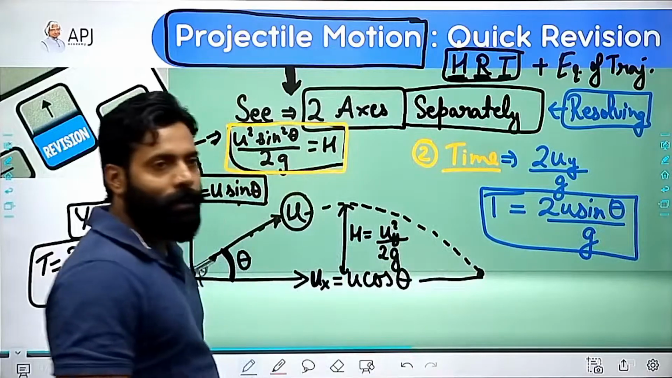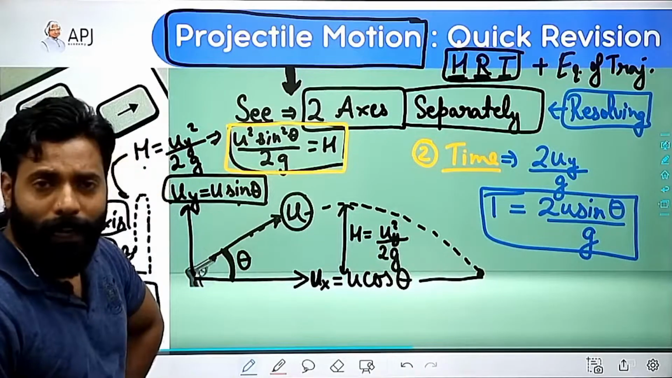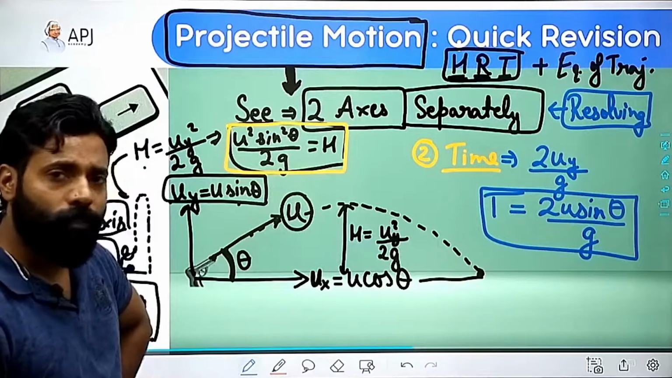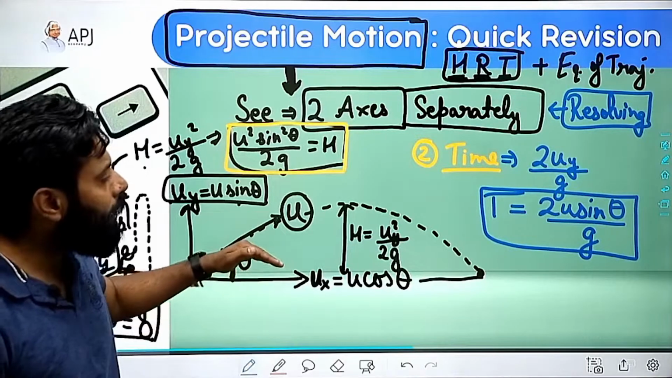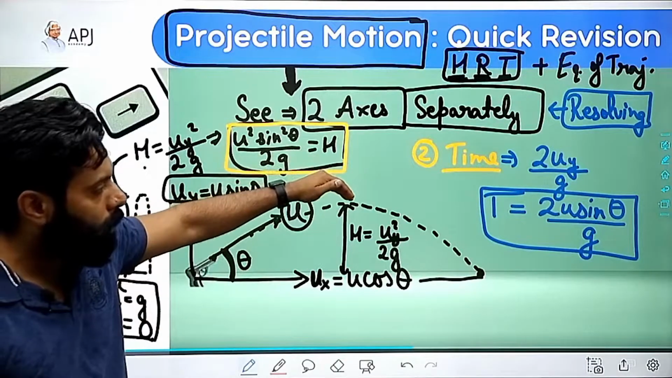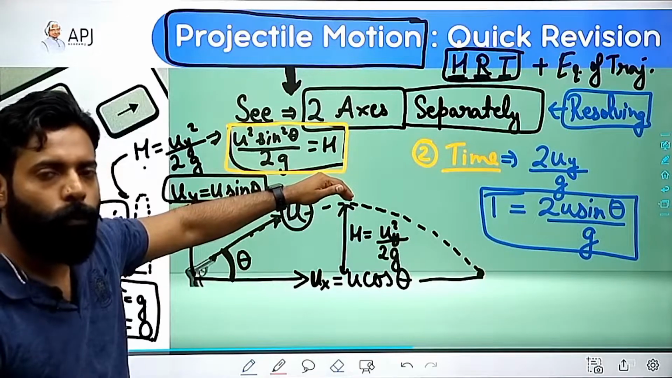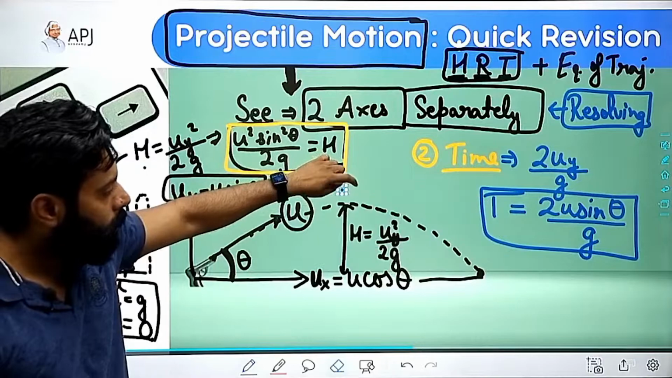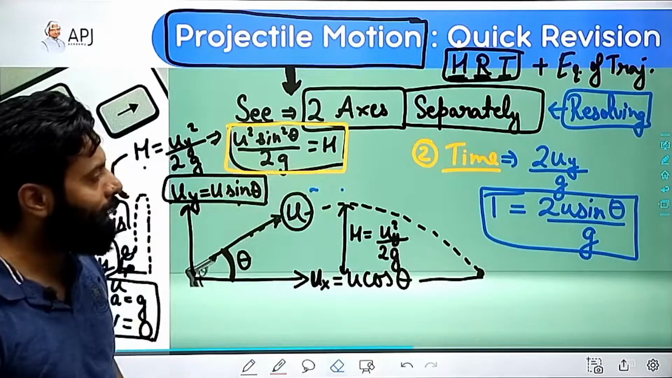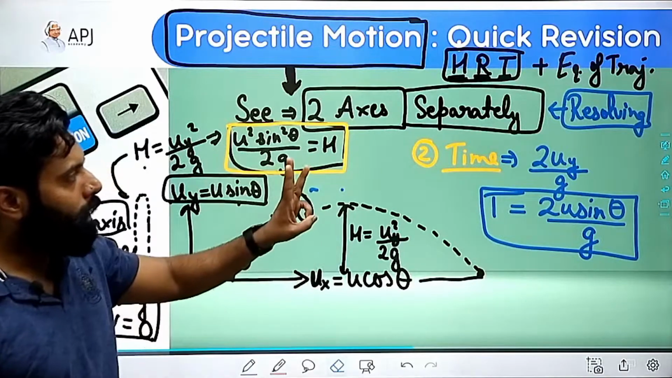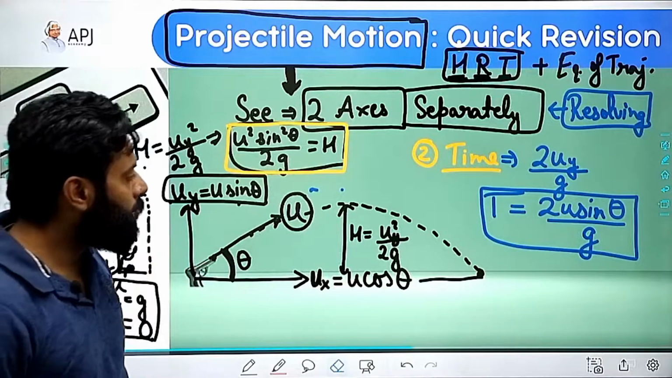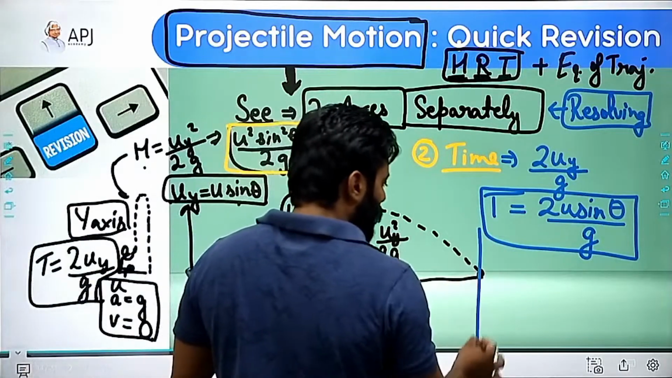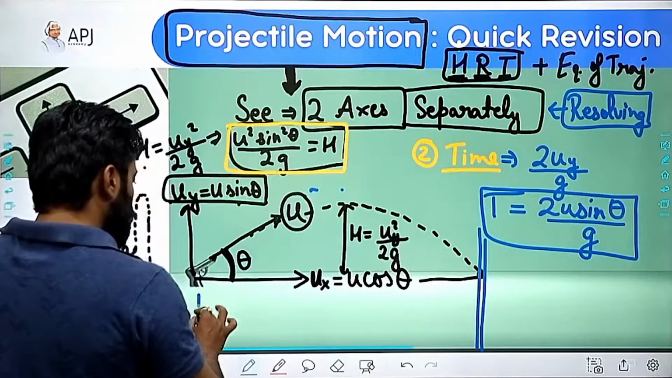I hope that my dear students, you are able to solve this, isn't it? And if it is asking for the time the object takes to reach the maximum height, it will be u sine theta by g. The third and very important thing is the range. So this is the range.